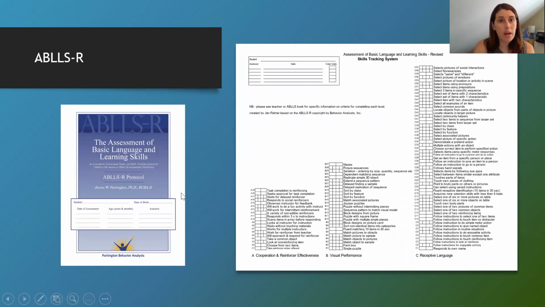So this is just the front page of the protocol book. And then here I've just included one sample sheet to show you how comprehensive it can be. These are just 3 categories within the protocol booklet. So you can see in the area of cooperation and reinforcer effectiveness, it will really break down if a student can take reinforcer when offered, take a common object from an instructor, respond within 3 seconds to instruction. So it really, really breaks down many, many skills in almost a task analysis format.